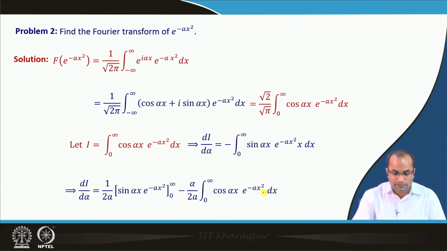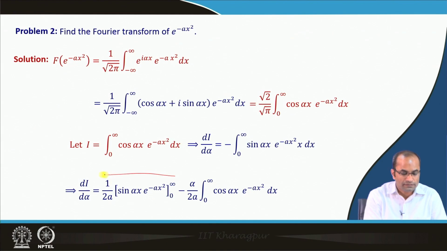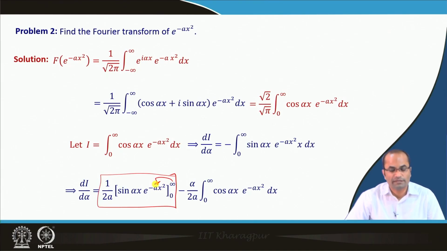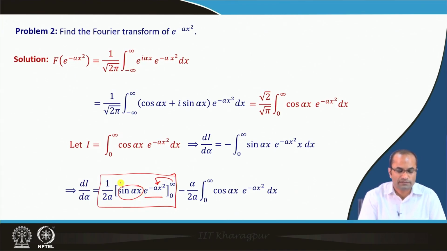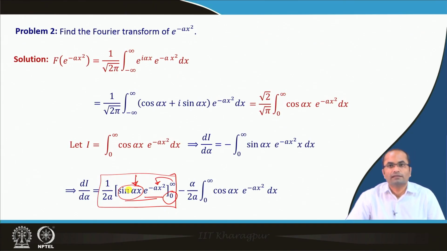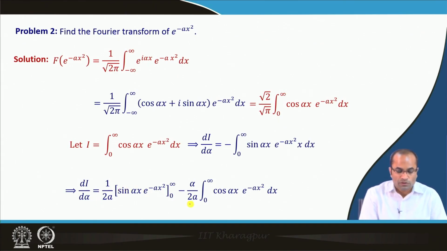So, we have this cos alpha x and e power minus a x square, and then regarding this first term, when x goes to infinity, the exponential function e power minus a x square will go to 0, and this is a finite quantity sitting there. So there is no problem, everything will go to 0. And when we take the limit as x goes to 0, because of this sine, again this term will become 0.